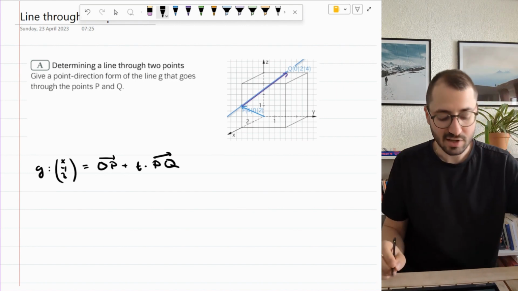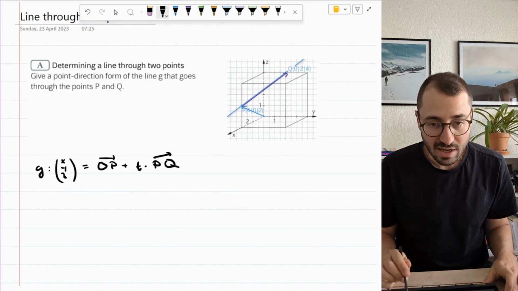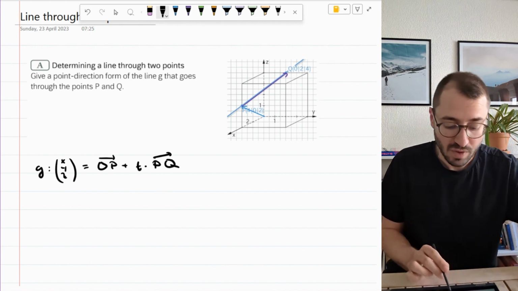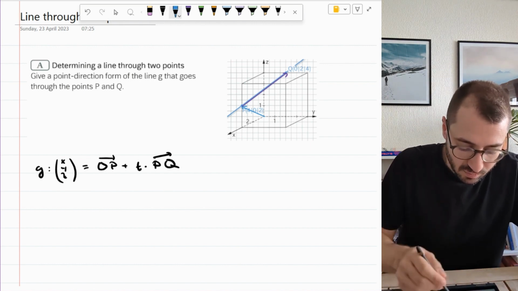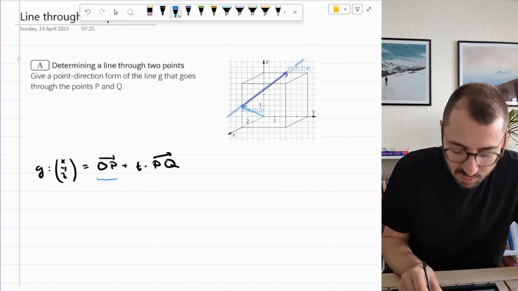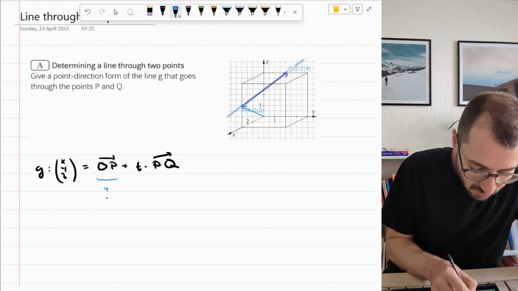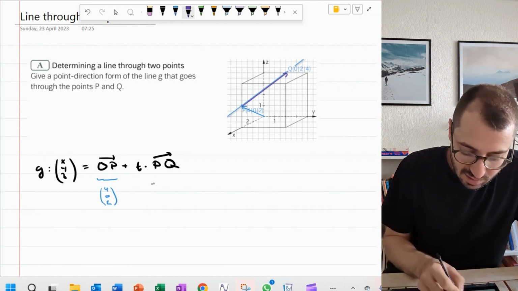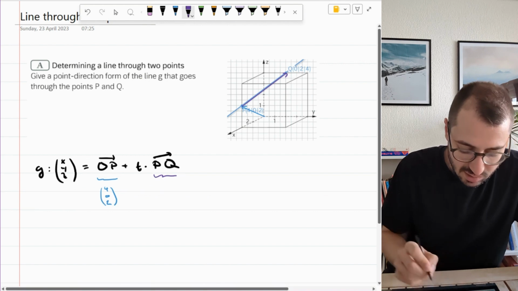And you're actually almost done already at this point. All you have to find now is the component representation of OP and of PQ. But that's pretty easy. So this one here is just given by the coordinates of the point P. So it's 4, 0, 2.